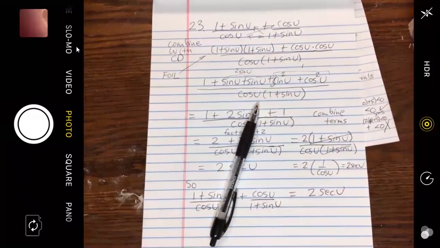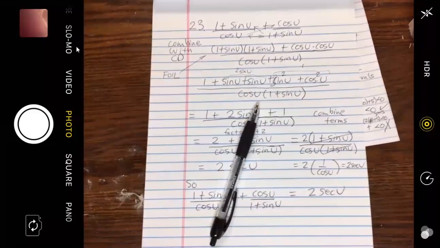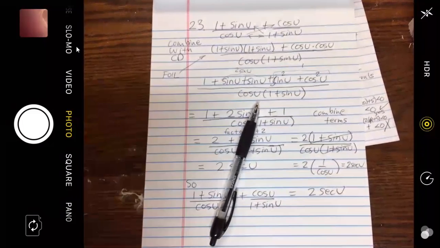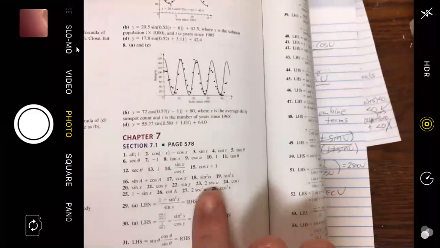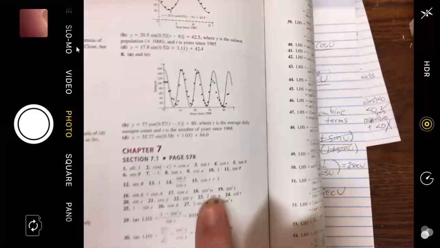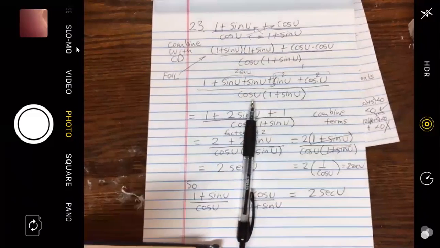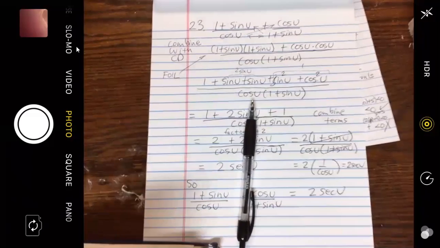7-1 is problem 23. And 123. Yeah, there it is. Twice secant u. That's all they give you for the answer. They don't show you how they got there. But that's what you get for an answer.